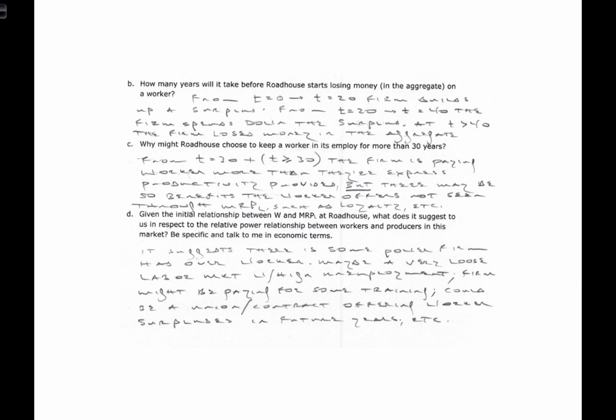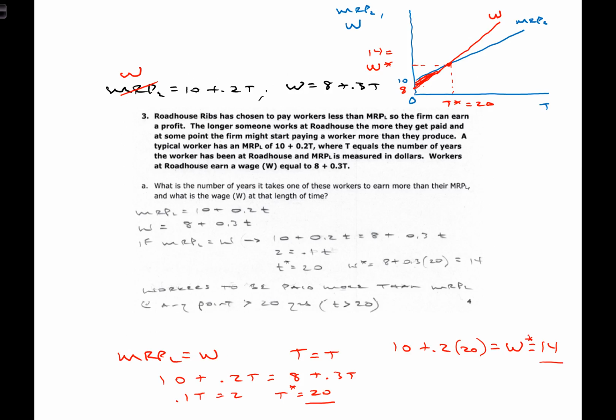Well, the next question is, how many years will it take before Roadhouse starts losing money in the aggregate? So as the sum of the entire experience on this worker. Well, let's look at this. Since these are straight lines, and they're hardly straight with my drawing, but you can tell that they are straight lines given our equations here. Since those are straight lines, then we know some things about them.